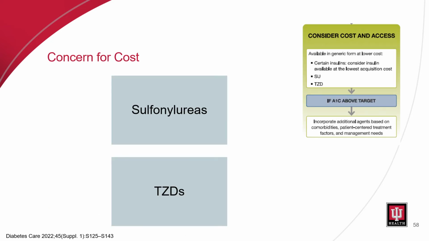Now moving on to our other consideration for patients, which is the concern for cost. Like I said before, most of the diabetic medications are still brand names, so they can be costly for patients. One of the good things is that metformin is generic, so it can be a little bit less expensive. And when we're considering costs and choosing a second-line agent for patients, two drug classes that we consider are sulfonylureas and TZDs.